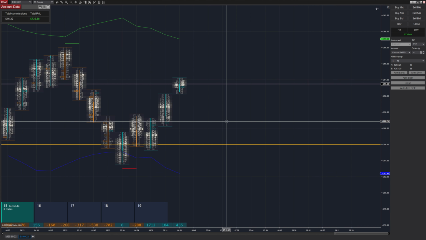We get filled there for a really great $700 profit right out of the gate, which is always great to see. Just like before, since it's a pullback trade, we're not going to rearm in the long direction.